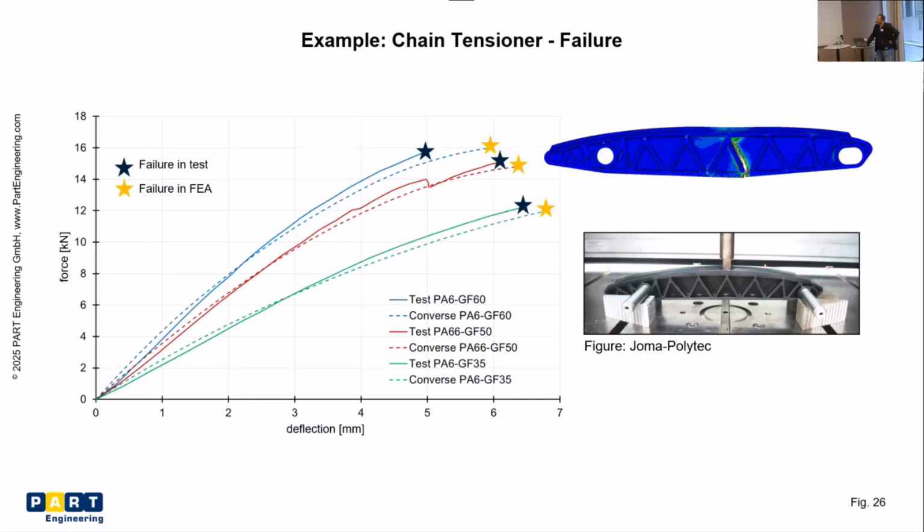What you can see here is the same part produced with different materials, different fiber percentages especially. So we have two different polyamides and two different fiber reinforcements, 35% and 50%. And when considering the fiber orientation, it is possible to match the test results in a much easier way than you would match it with an isotropic material model, of course. Because only in this case, you are considering the real material properties.